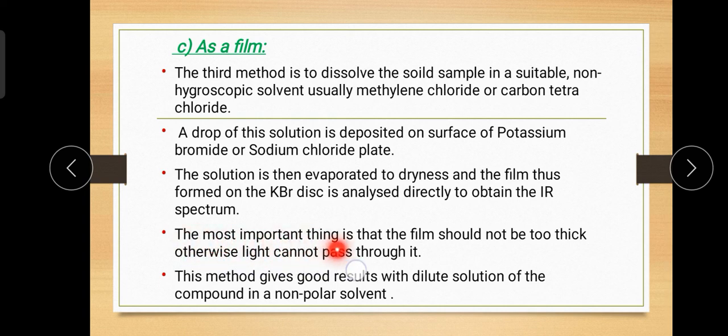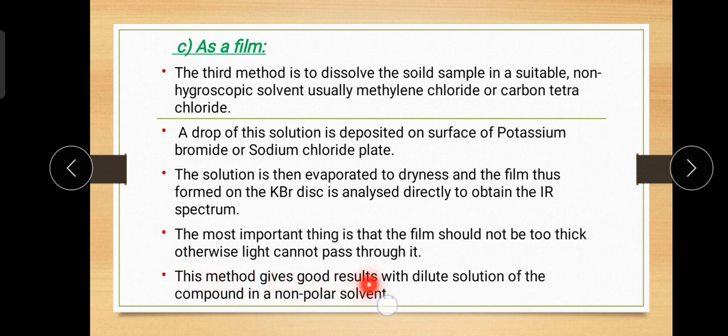The most important thing is that the film should not be too thick, otherwise light cannot pass through it. That means the film should be thin, so that the IR radiation easily passes through it. If we have more thickness, then the IR radiation cannot pass through that sample, and we are not able to get the spectrum.